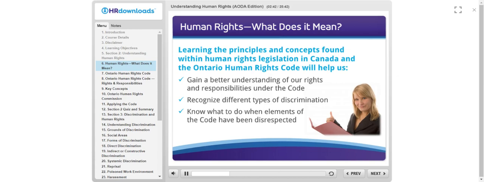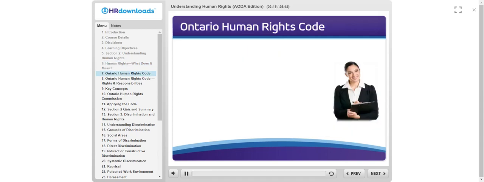We may have family members who have come to Canada to live from countries from around the world, relatives who are getting older, one of our coworkers may have a disability, or our children's friends may have same-sex parents or possibly one parent. It's important for all of us to know about the principles and concepts found within human rights legislation in Canada and the Ontario Human Rights Code to gain a better understanding of our rights and responsibilities under the Code, how to recognize different types of discrimination, and know what to do when elements of the Code have been disrespected. Ontario was the first province in Canada to introduce legislation protecting people against many forms of discrimination.